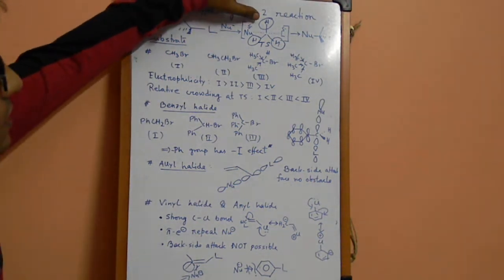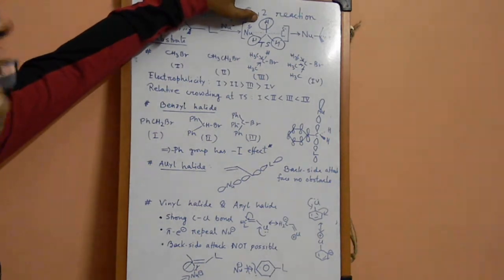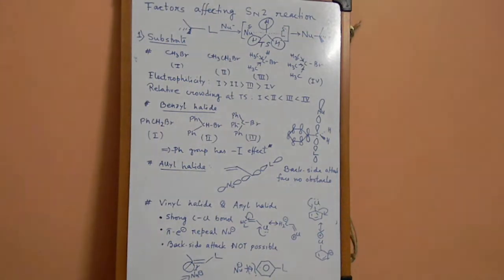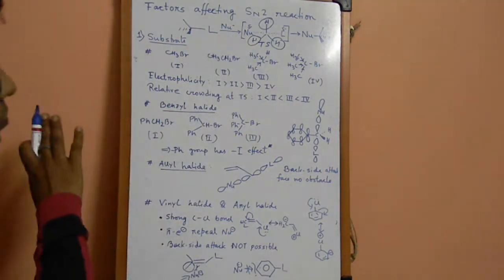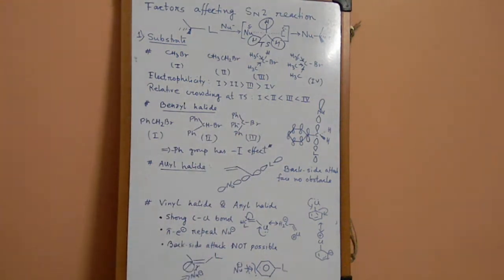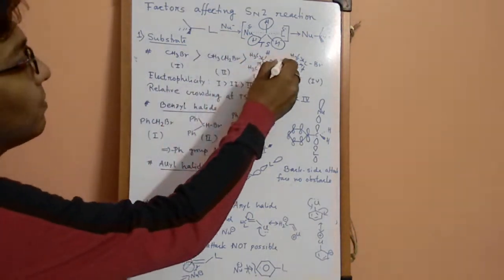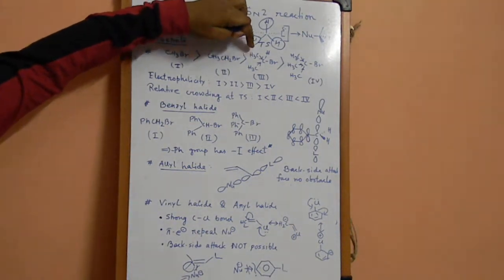As you increase the steric crowding, definitely the stability of the transition state will decrease. As the stability of this transition state decreases, the rate of SN2 reaction will also decrease, because the rate of SN2 reaction depends on the activation energy, or the stability of this transition state. So as you move towards the right hand side by increasing alkyl groups, you can find the rate of SN2 reaction is going to decrease. So you will have this order: 1 will be greater than 2, 2 will be greater than 3, and 3 will be greater than 4.